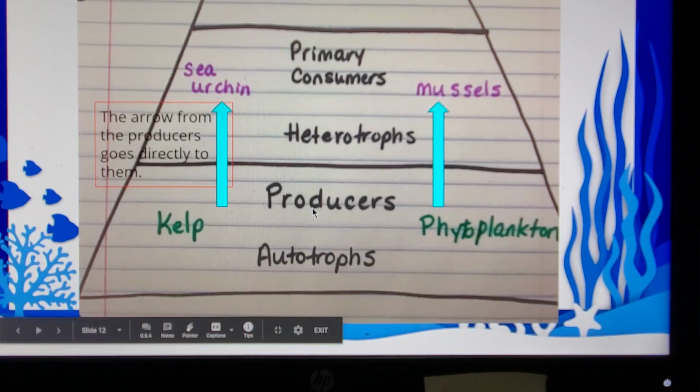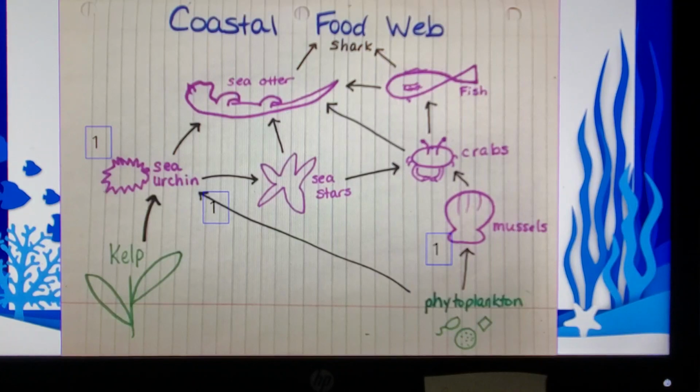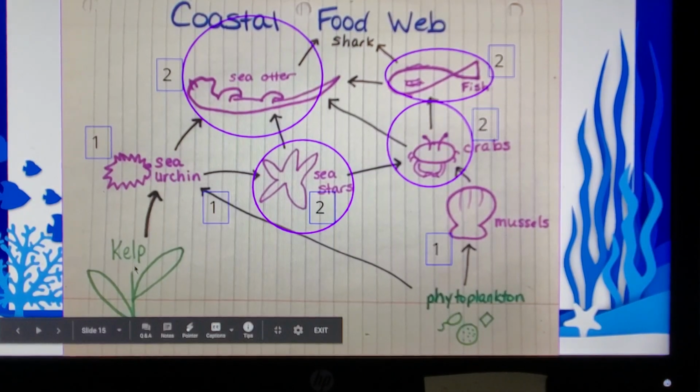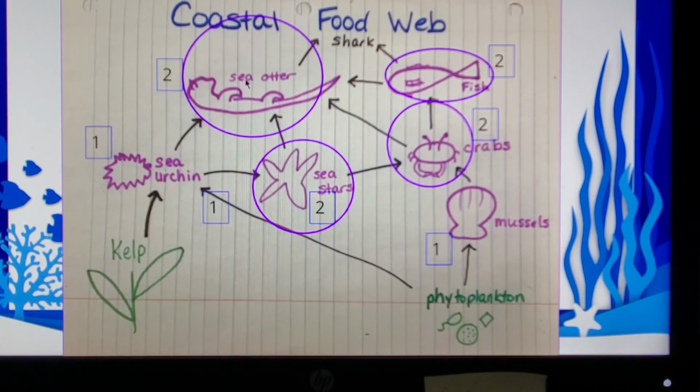So, sorry, I went up. So when these are the primary consumers, our secondary consumers would be the ones that eat your primary consumers. So we have the sea otter, the fish, the crabs, and the sea stars. And all you have to do is follow the arrows. Remember, it's all about the arrows. So here we go from the producer to the primary consumer, secondary consumer. He's number 2. Primary consumer, where does the arrow go?